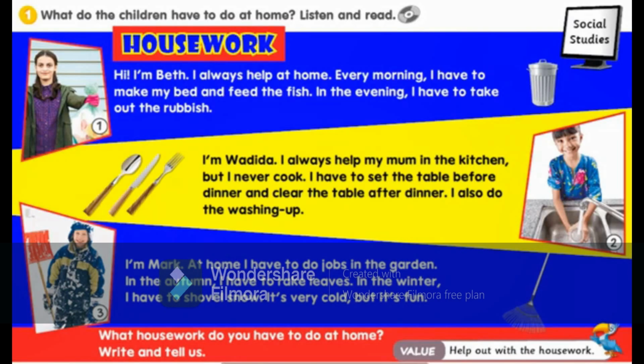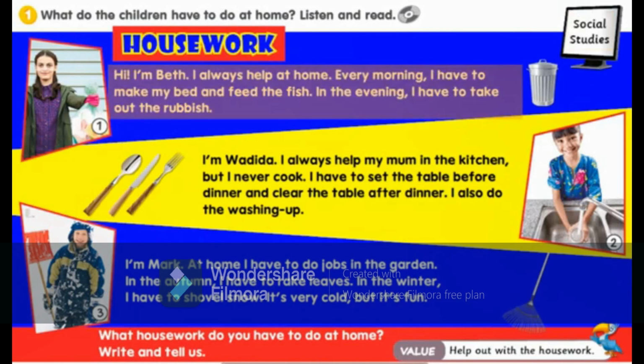1. What do the children have to do at home? Listen and read. Social studies. Housework. Hi, I'm Beth. I always help at home. Every morning I have to make my bed and feed the fish. In the evening I have to take out the rubbish.